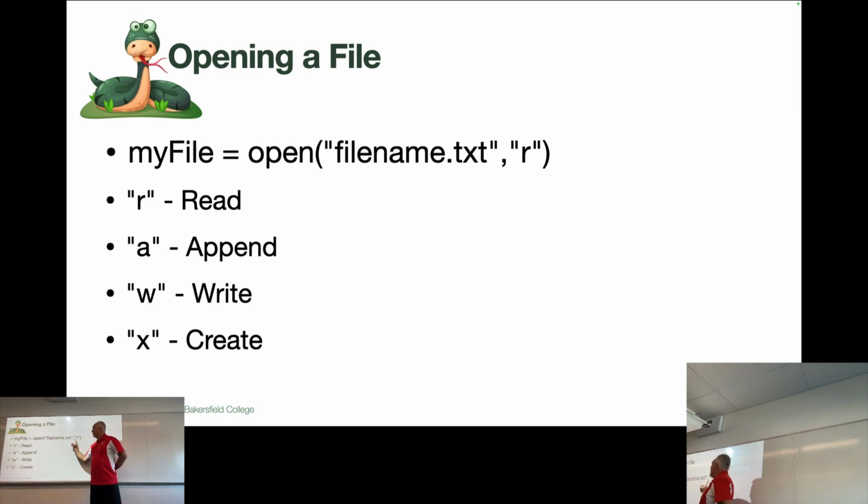So open takes two parameters. The first one being the file name or the path to the file that you wish to open, including the file extension. The easiest way to open a file is to put it in the same directory as your Python script. In that case, you just put the name of the file.